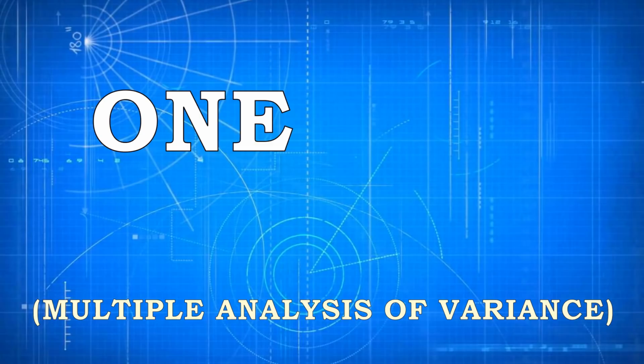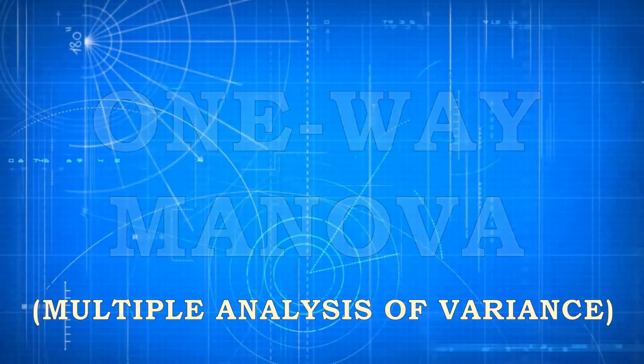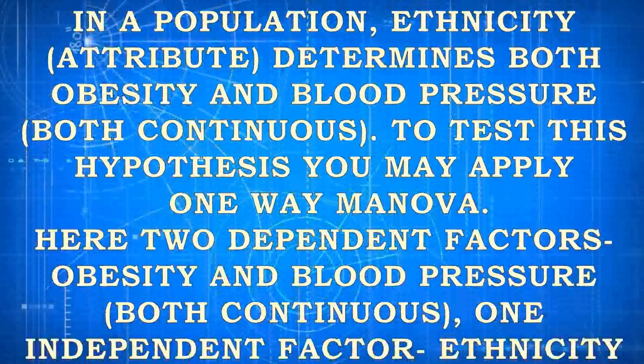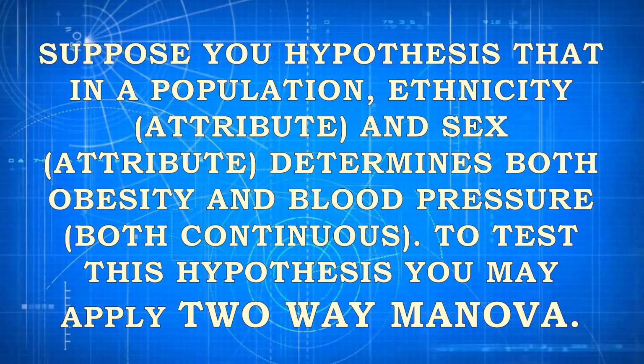Now, let me talk about one-way MANOVA model. Suppose we may hypothesize that in a population, the ethnicity, which is an attribute, determines both blood pressure and obesity. Now, in such case, a researcher should apply one-way MANOVA. There is another test which is called two-way MANOVA. What is it? In this case, a researcher may want to see whether ethnicity and sex, which are both attributes, are responsible for obesity and blood pressure or not. In such a case, we apply two-way MANOVA.